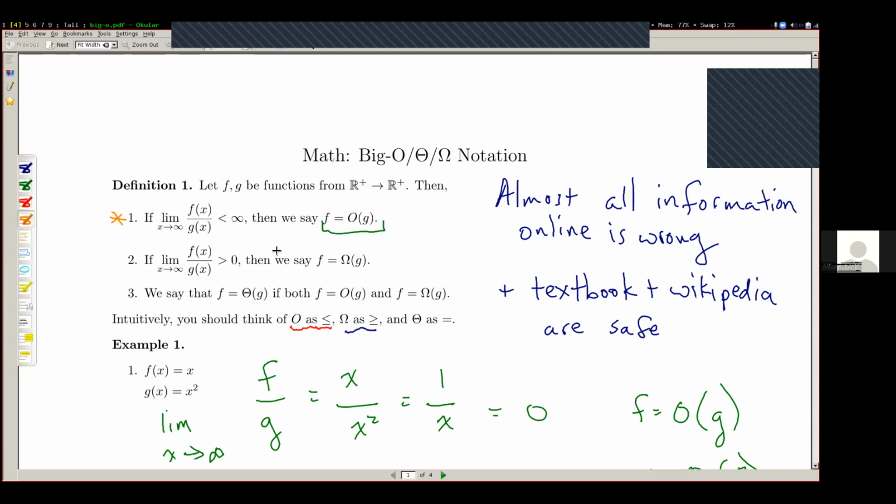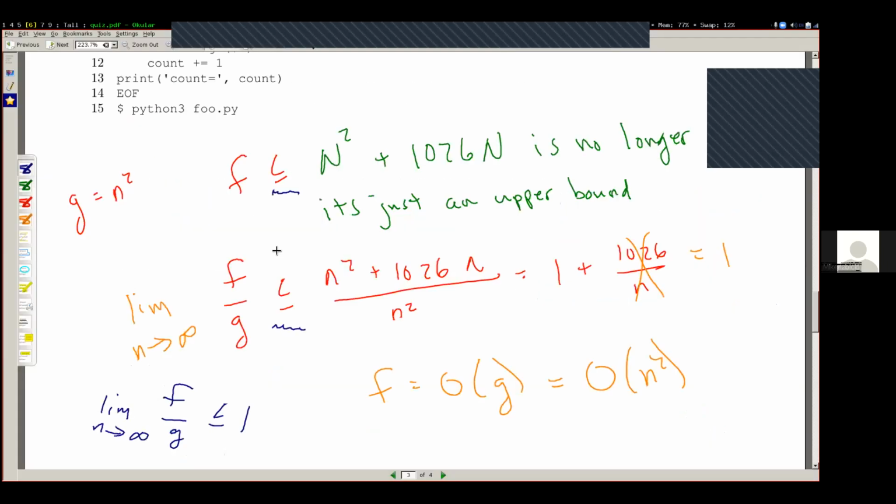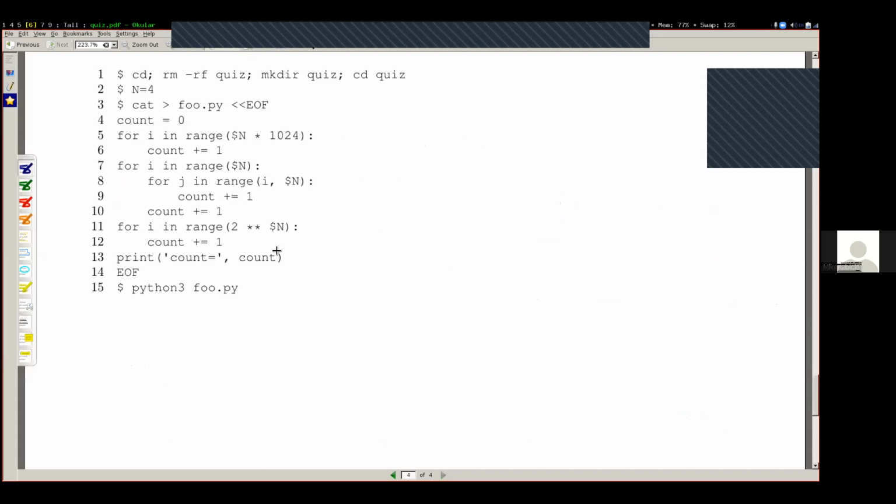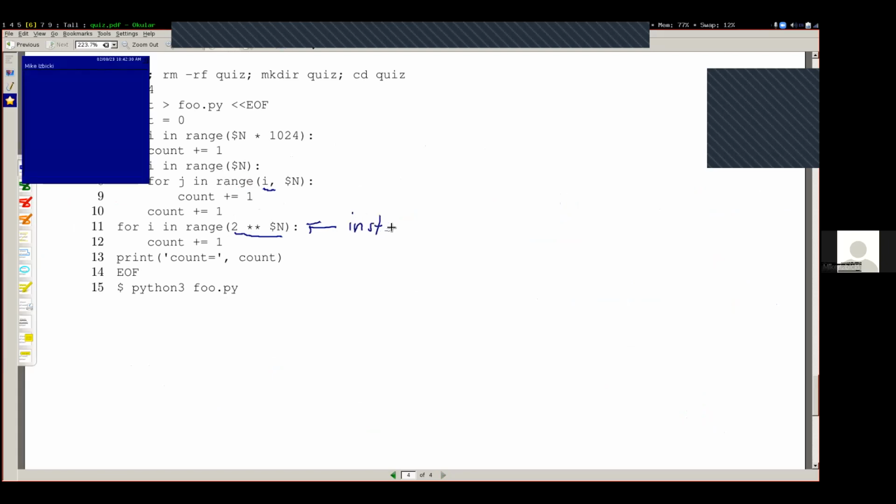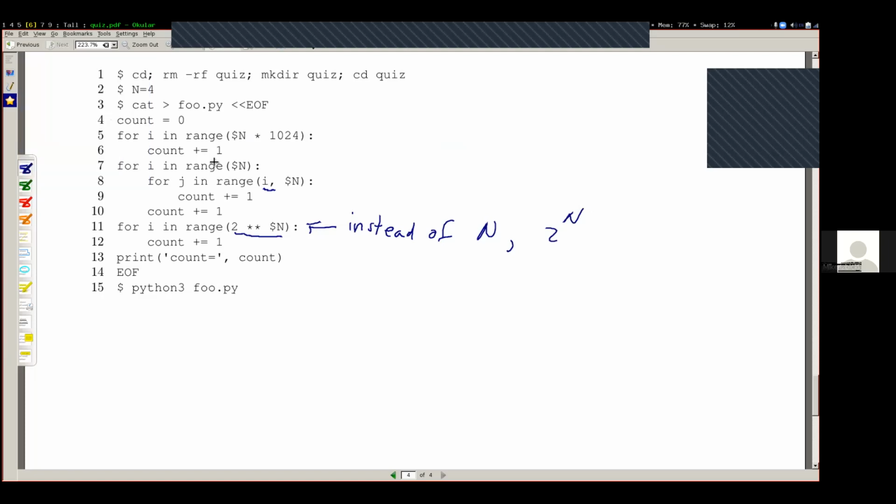Let's go on to the 4th problem from the quiz. And the 4th problem is very, very similar to the 3rd problem. It still has this i over here. The only difference, though, is now this line 11. Here, instead of n, we have 2 raised to the power of n. And if we work through the math again, we'll get our f function.